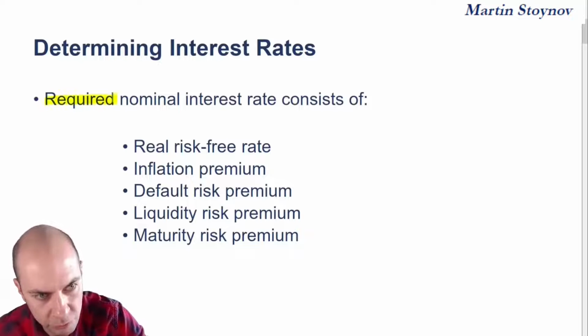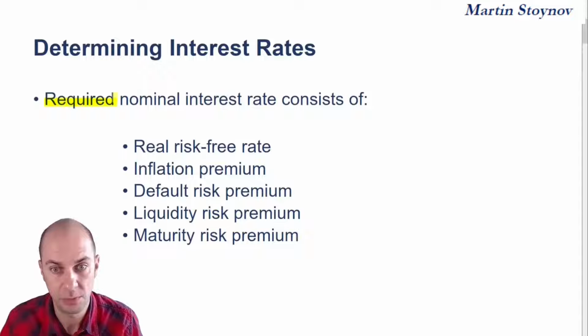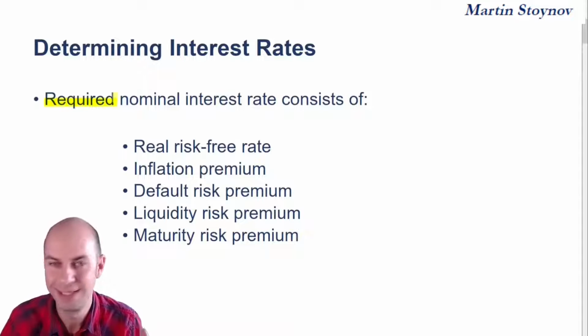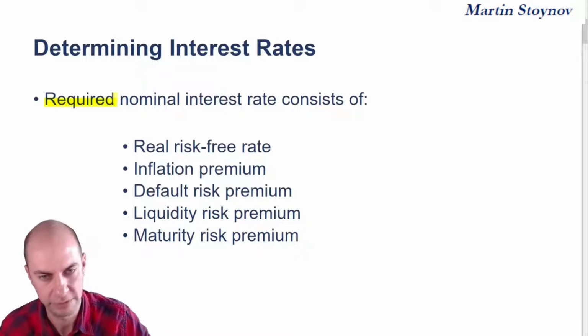First of all, we've got the word required. Okay, so that's what we need. That's what we require. That is our hurdle rate. So how much does the investor actually want to earn? Okay, so first important word.